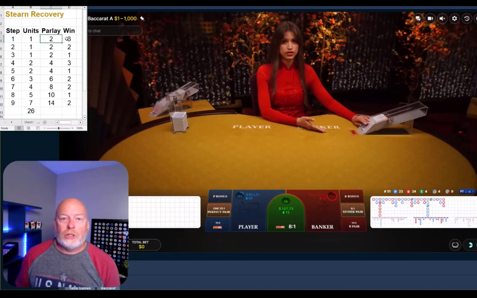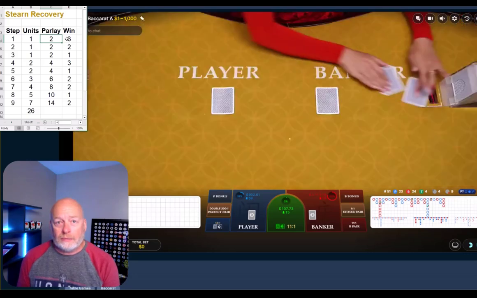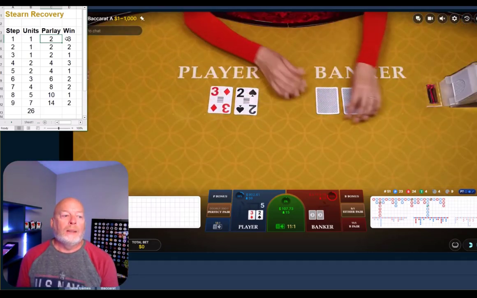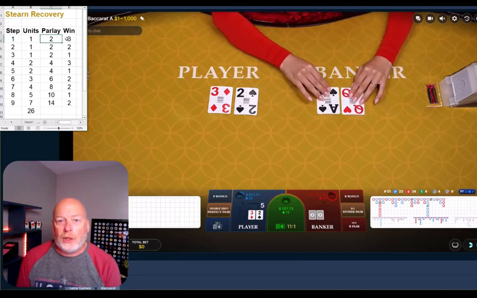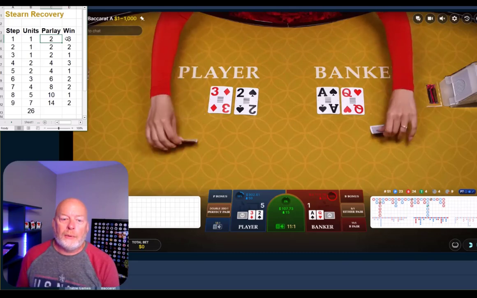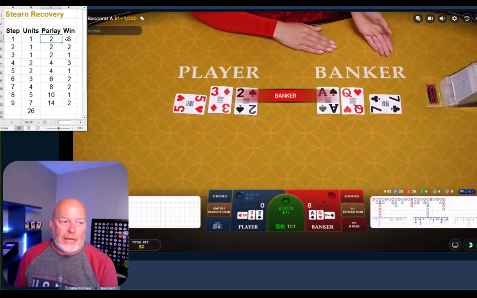You can also use this exact same recovery playing roulette. It works exactly the same. You just don't have a 5% vig against you, right? So you've got a couple different game choices as far as being able to implement this, but it's going to work out the exact same way.